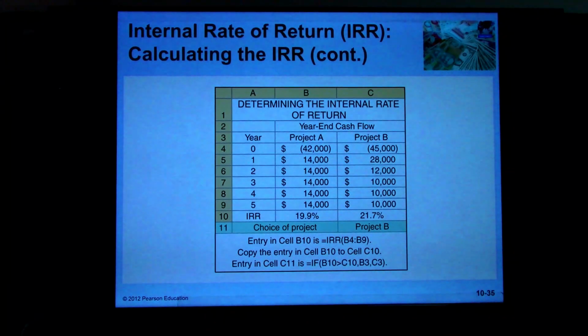As you see, to determine which one is the best, project B is achieving a higher rate of return than A. In this case, we should select project B because it achieves a higher rate of return compared to project A.